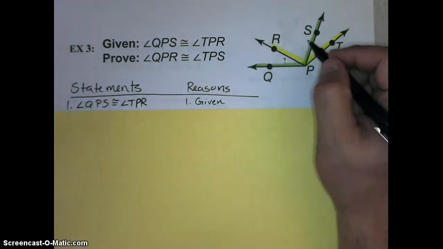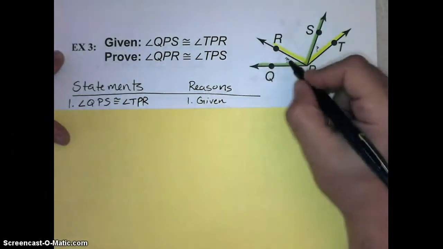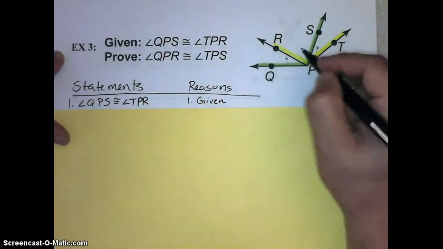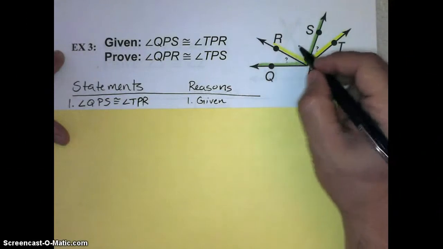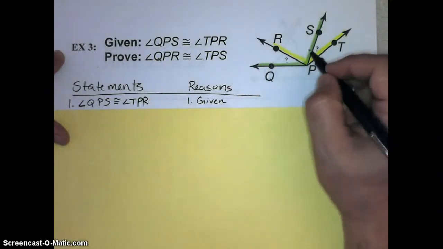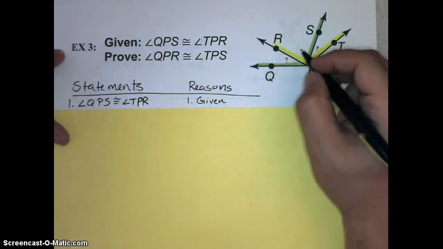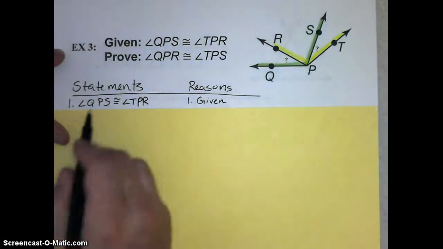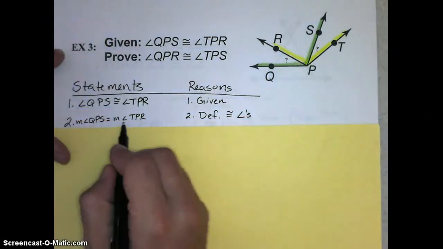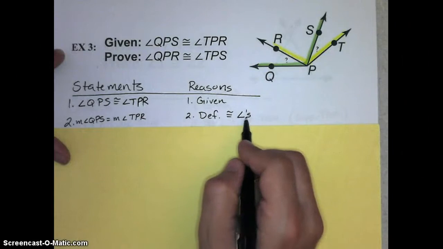And here's how I know that I'm going to need to talk about the angle measures, not just congruent angles. Both of these angles have angle RPS as part of them. Through the angle addition postulate, these two should total QPS, and these two should total TPR. And so I'm going to have to talk about their measures because the angle addition postulate uses measures. So I'm going to change this statement to the measure of angle QPS equals the measure of angle TPR by the definition of congruent angles.